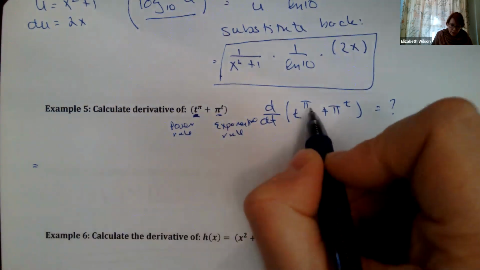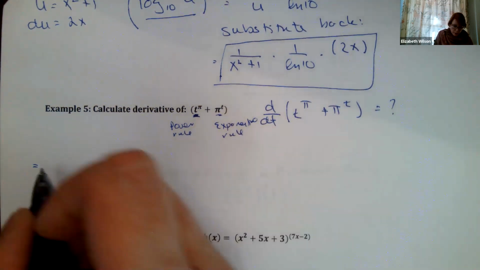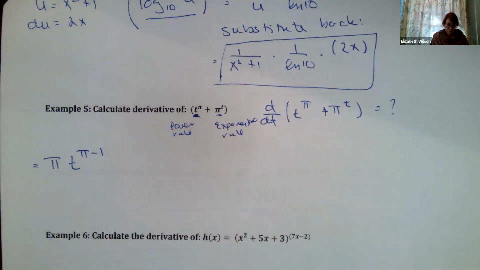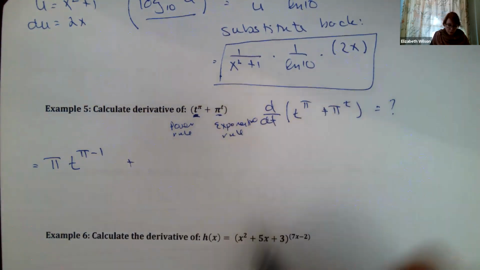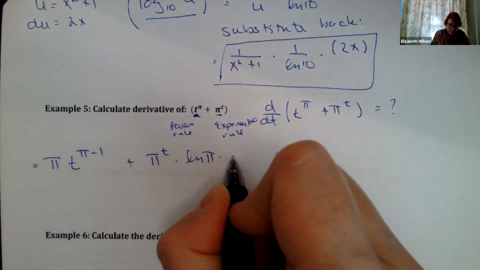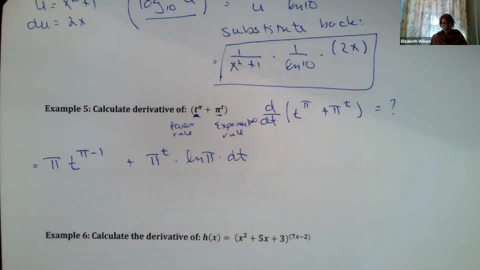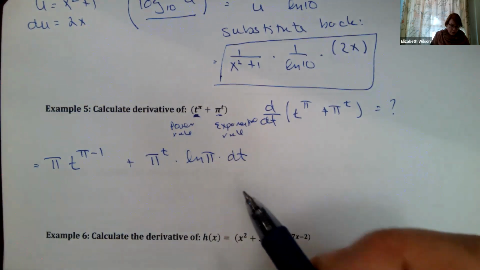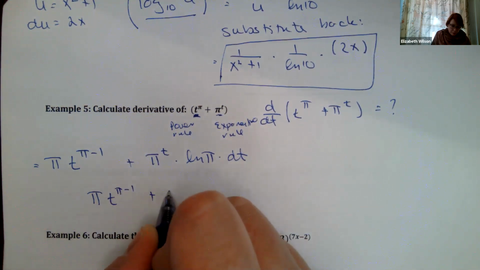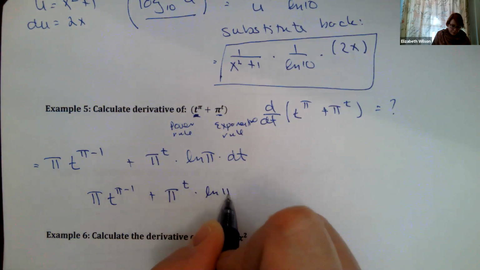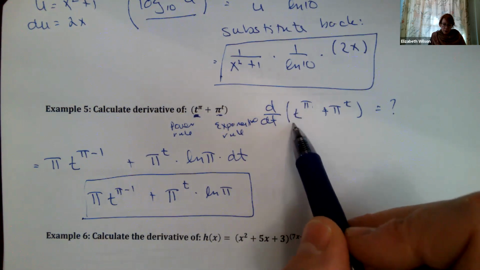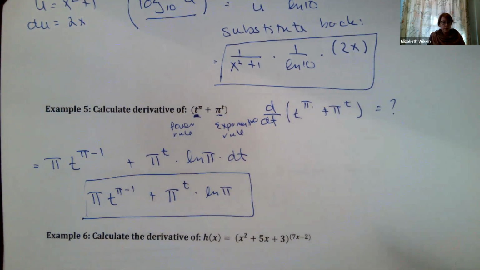So when I do my power rule, I bring my exponent down out front, and I subtract 1 from my exponent. Plus my exponential rule, which is I repeat my exponential, I take the natural log of the base, and I do d/dt. In this case, d/dt is equal to 1. So I can rewrite this as pi t to the pi minus 1 plus pi to the t times ln of pi. One was a power and one was an exponential function.